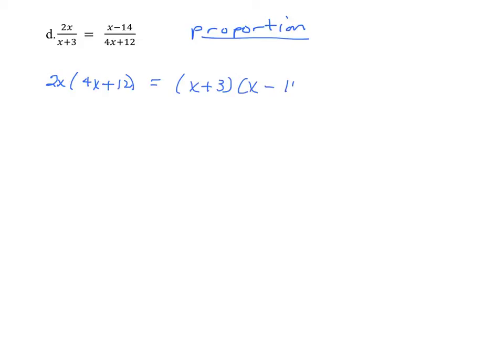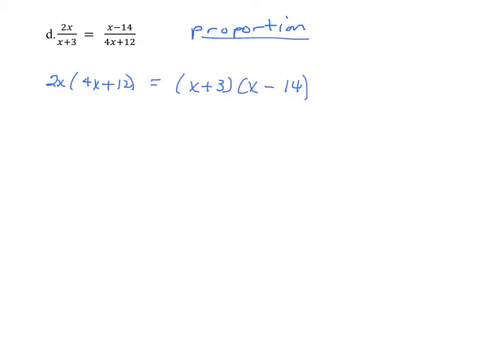Moving on. All right, this last one is a fraction equal to a fraction. When you have that, that's called, anybody? A proportion. Okay, and when we do that, we're just going to cross multiply because it's going to be way easier. So now let's do the cross multiplication. So it'll be 2x times 4x plus 12 is equal to x plus 3 times x take away 14.